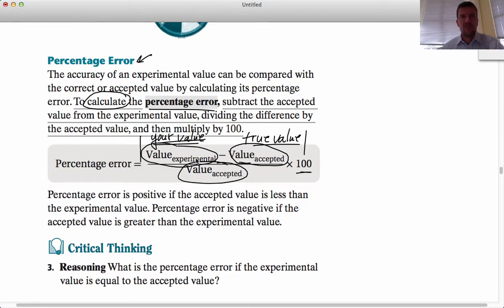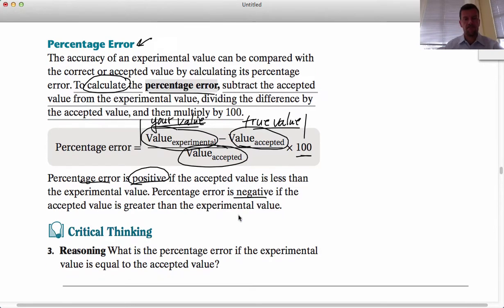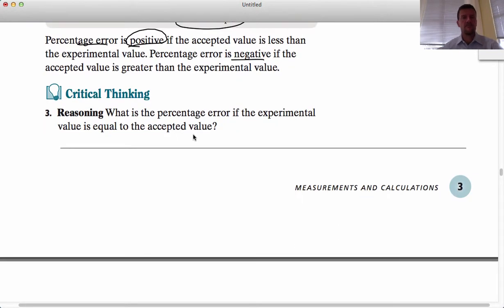So you don't have to take the absolute value. You can have it be positive or negative. If you get a positive percentage error, that means your value is higher than the accepted value. If you get a negative percentage error, that means your value is lower than the accepted value. Okay? You can do number 3.